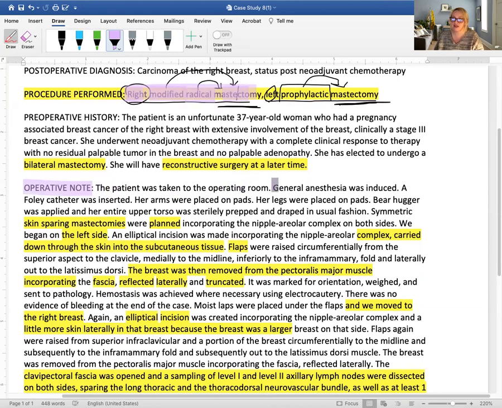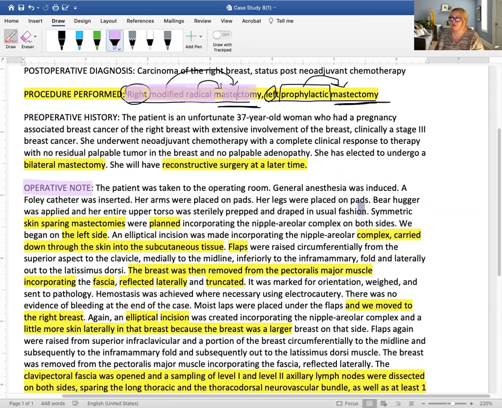The patient was taken into the operating room. Well, gee, I hope so. General anesthesia was induced. Don't care. A Foley catheter was inserted. That's included in any procedure when they're in the operating room, so don't care. Her arms were placed on pads. Her legs were placed on pads. A Bair Hugger was applied to her entire upper torso and she was sterilely prepped and draped in the usual fashion.